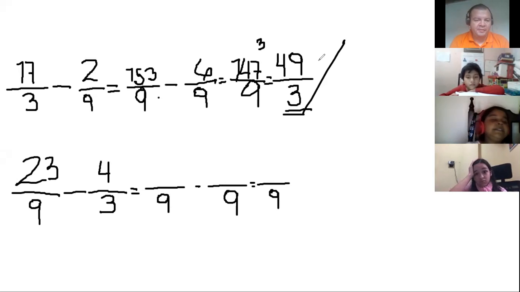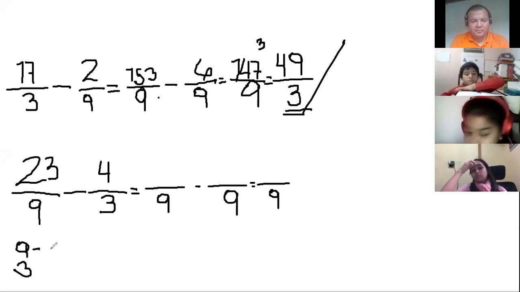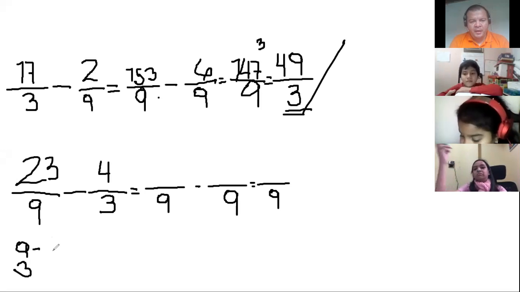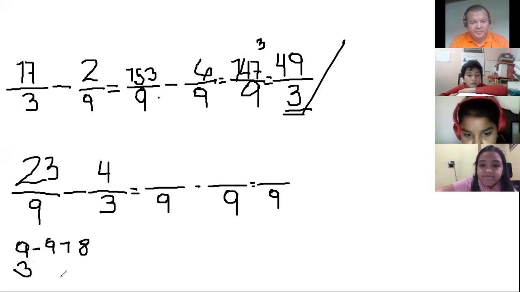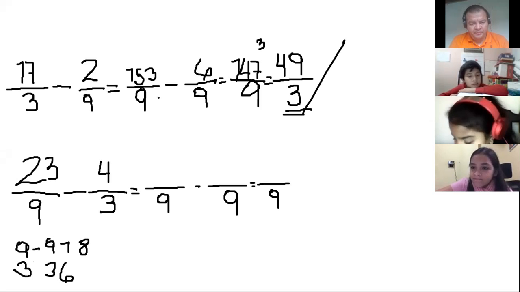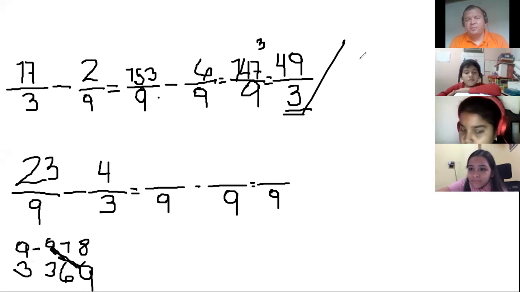Why is it 9? Easy. You have 9 and you have 3. Common multiples? Multiples of 9: 9, 18. Multiples of 3: 3, 6, 9. So, common denominator? 9. That's why 9 is the common denominator.